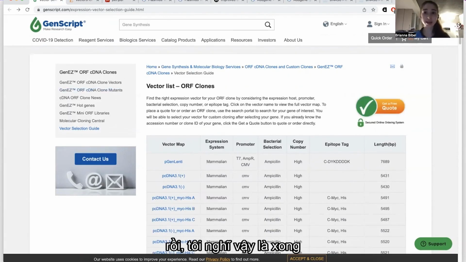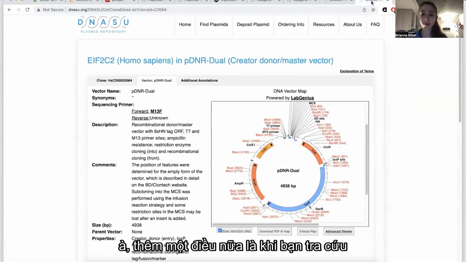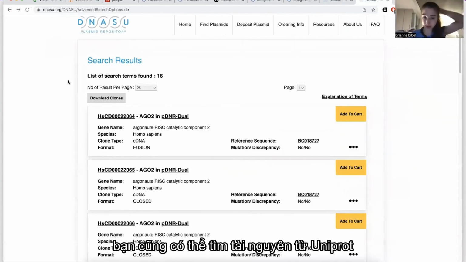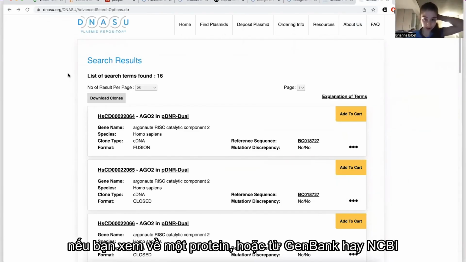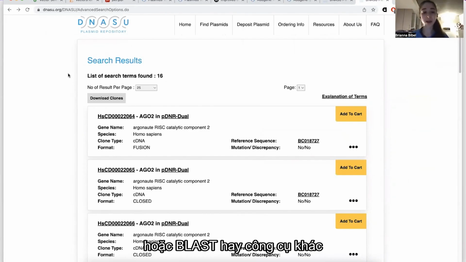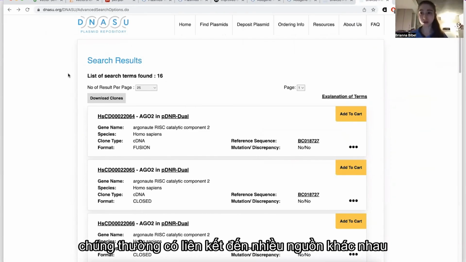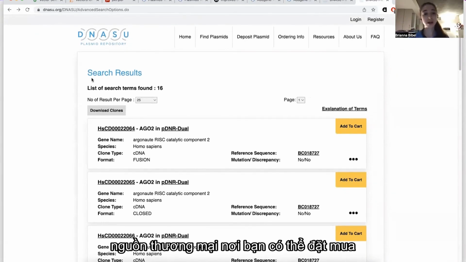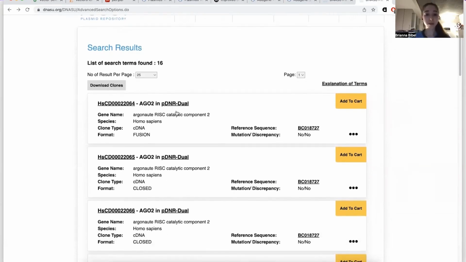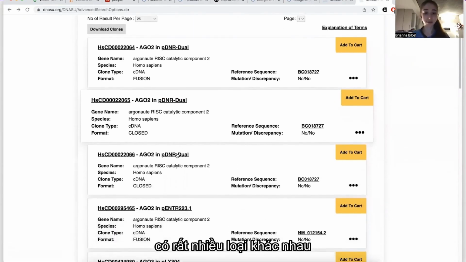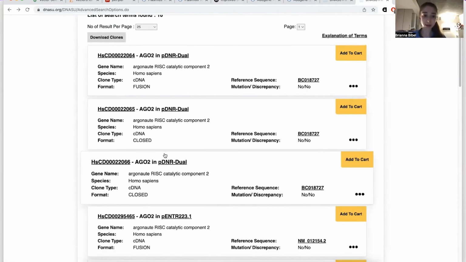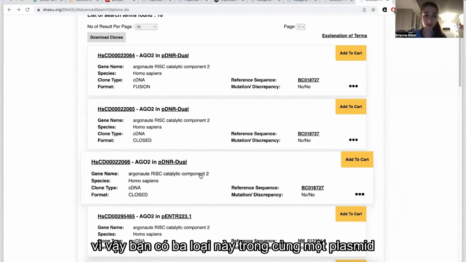Okay, so I think that was it. Oh, the other thing I want to mention is that you can also reach resources from UniProt if you're looking at a protein, or from GenBank or NCBI or BLAST or something. There'll often be links to different commercial sources where you can get things. When you search for, say, DNASU, you can see that there are a lot of different ones, and a lot of them say they're in the same plasmid. So you have 3 of these in the same plasmid.